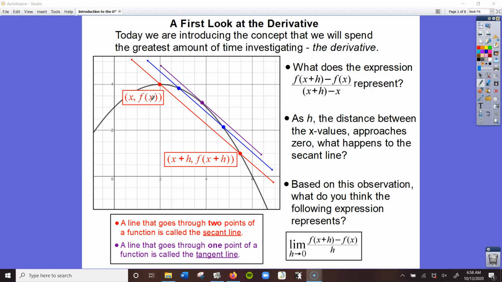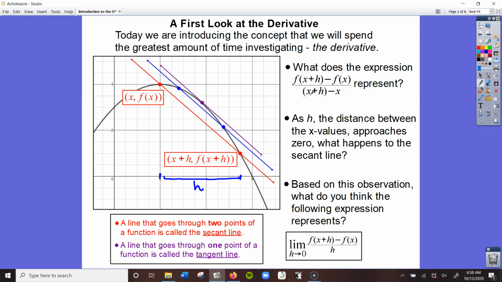f of x, which we know to be the y value. If I travel some distance, which we're going to call h, then we have these 2 points. We have x plus h, which is our original x plus the distance, and then we would have the y value when we have x plus h, so f of x plus h. If I were to look at this particular equation, we have f of x plus h minus f of x over x plus h minus x.